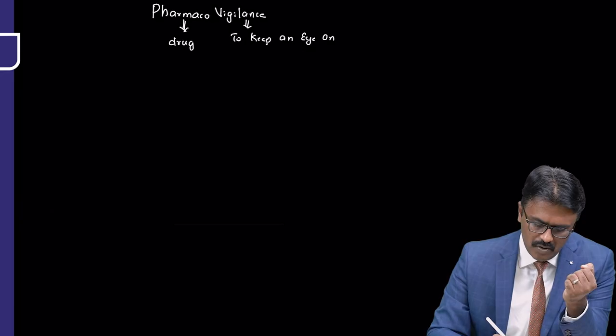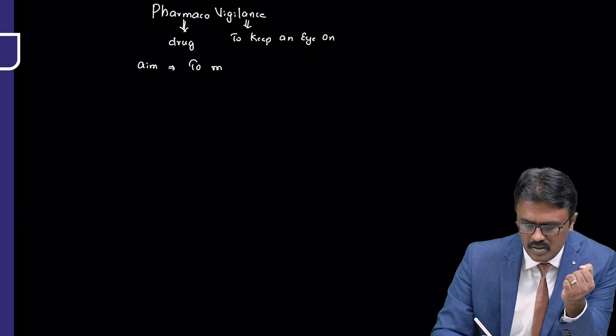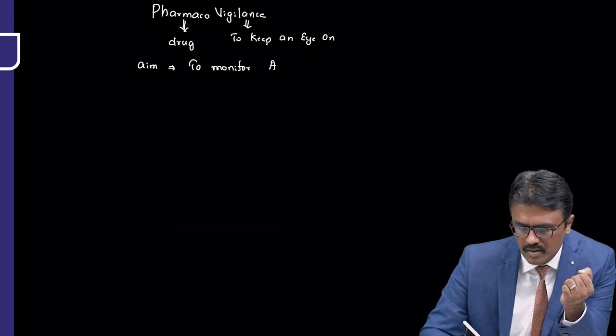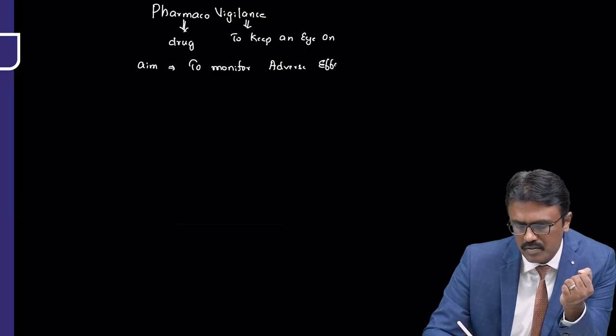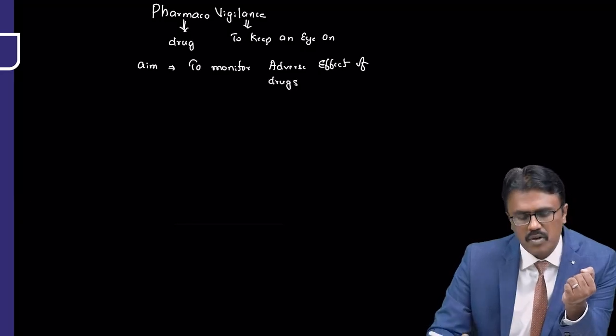What is the aim of pharmacovigilance? Is to monitor adverse effect of drugs. That is pharmacovigilance.